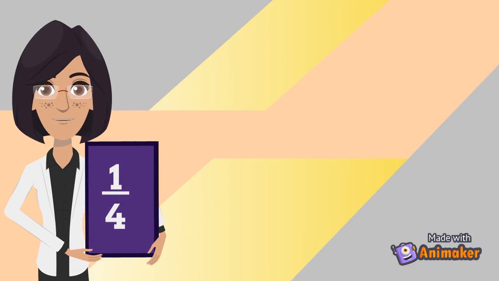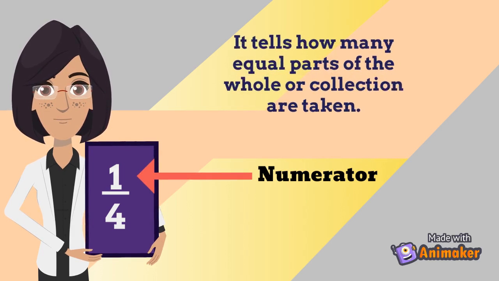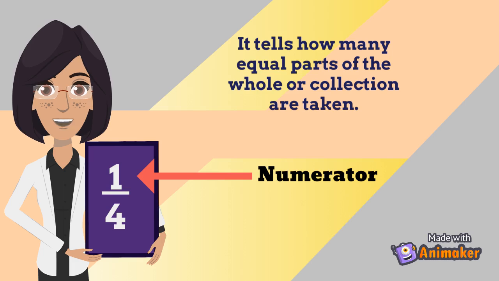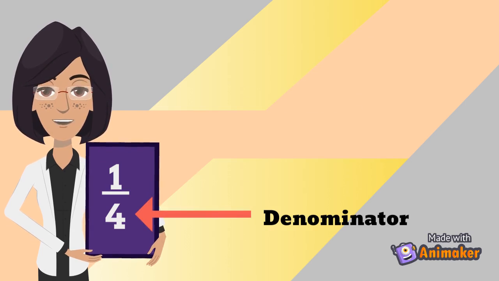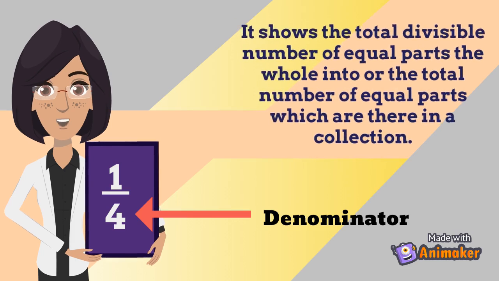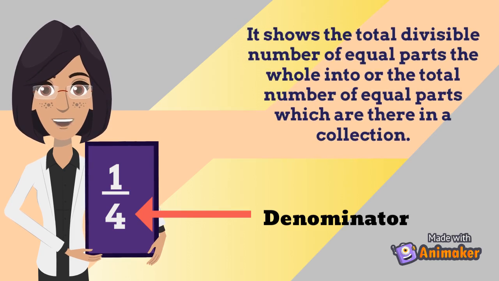Here is an example of a fraction. Again, a fraction has two parts. The number on the top of the line is called the numerator. It tells how many equal parts of the whole or a collection are taken. The number below the line is called the denominator. It shows the total number of equal parts the whole is divided into, or the total number of equal parts which are there in a collection.